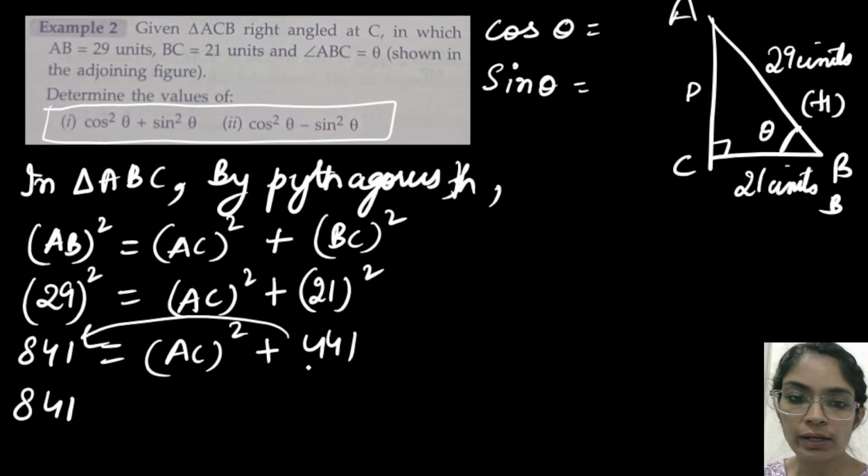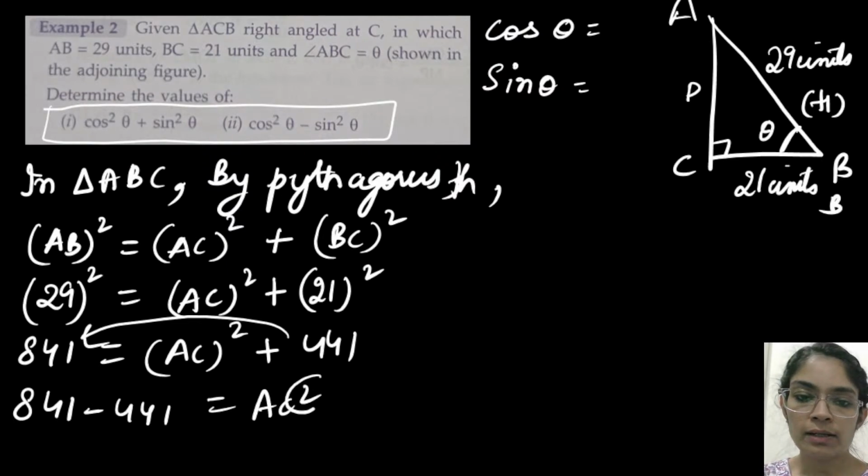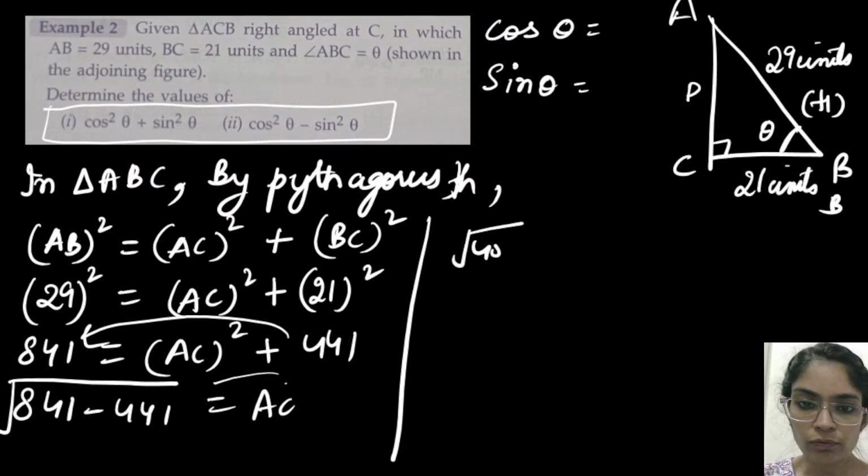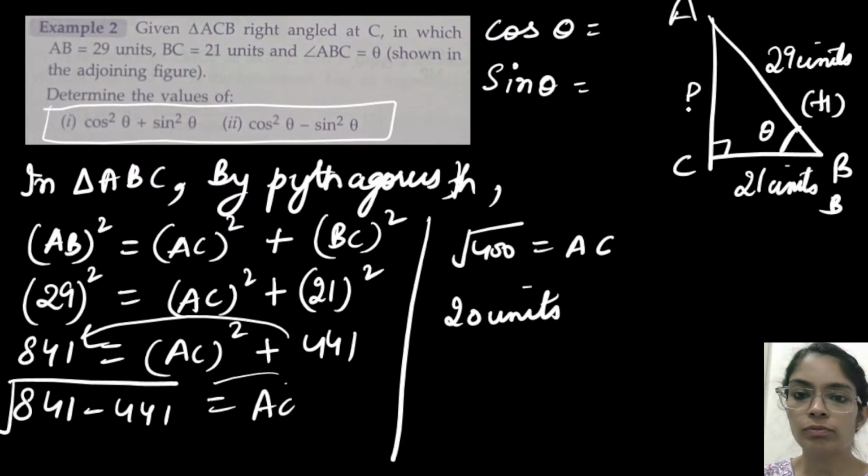Then 441 will shift to the other side. So 841 minus 441 is equal to AC square. Then the square, when shifted to the other side, becomes square root. Subtracting, we get 400. So square root of 400 is equal to AC. Square root of 400 is 20. So 20 units is the value of the perpendicular. That means AC is equal to 20 units.